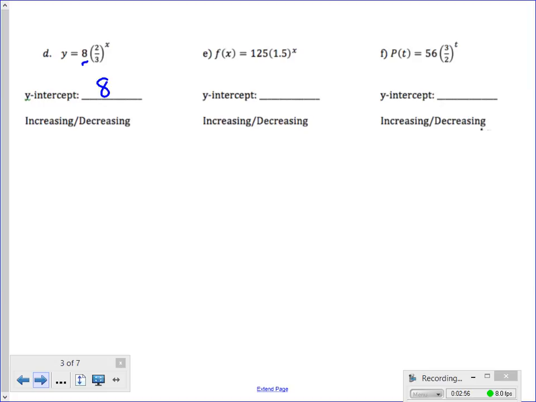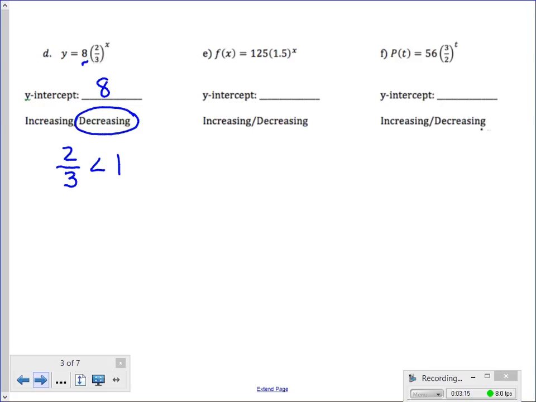Now this one's a fraction, so we have to think a little bit. The fraction 2/3 is my growth rate. Because the numerator of this fraction is smaller than the denominator, this fraction is less than 1, and it's going to be decreasing. I'm going to skip E for a second and go to F, because F is similar to D.